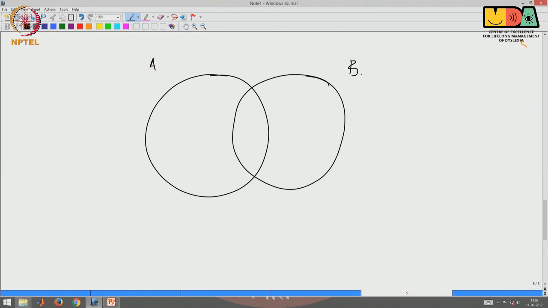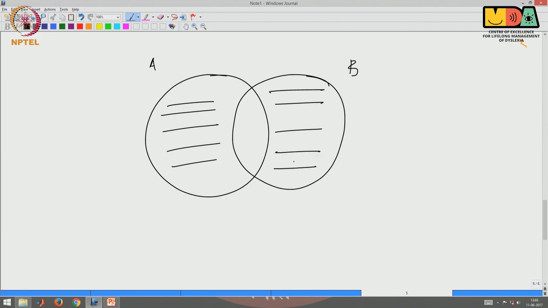Now, whatever characteristics or properties is very specific to A, I am going to write it down here. And whatever characteristic, properties or features very specific to B, I am just going to fill it up here. And whatever properties or features is common to both A and B, I am going to write it here. This is the basic rule of a Venn diagram.